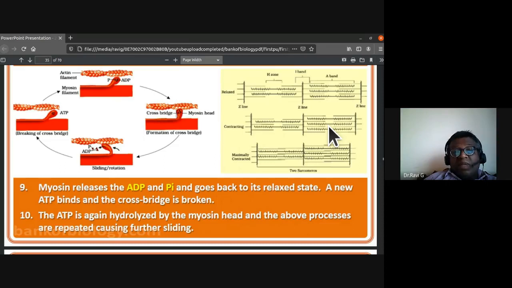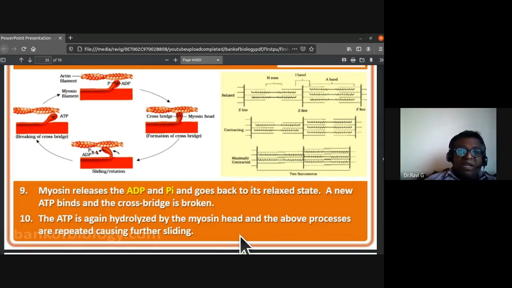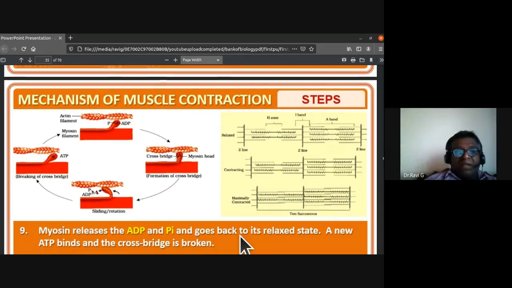So the myosin, once it releases, they are pulled back. So the sliding is happening and the breaking of the cross bridge takes place. So there is a cross bridge formed, and the breaking of the cross bridge takes place once ATP is synthesized. Okay, myosin releases the ADP and inorganic phosphate and goes back to its relaxed state. A new ATP binds and the cross bridge is broken. The ATP is again hydrolyzed by the myosin head and the above processes are repeated, causing further sliding. So this is the sliding mechanism that we are talking about.